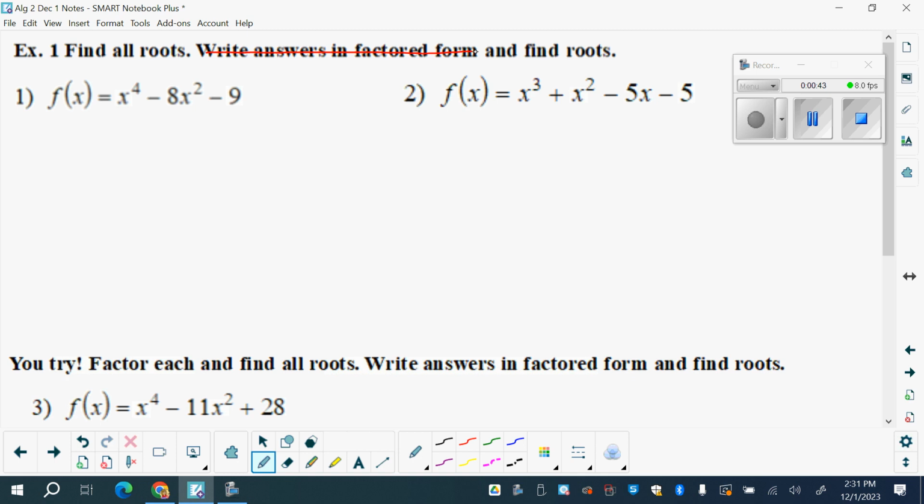We are finding zeros. Where do we put the zero here? Yeah, so the f of x, or our y value, is 0. That's what that means. And so we have x to the fourth minus 8x squared minus 9. So what do we do there to solve that? Factor, that's right.